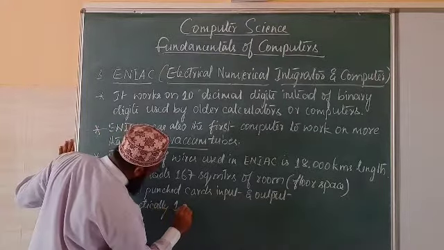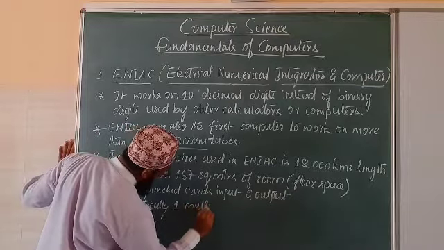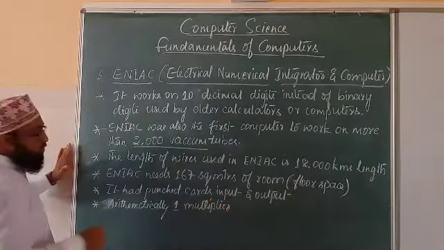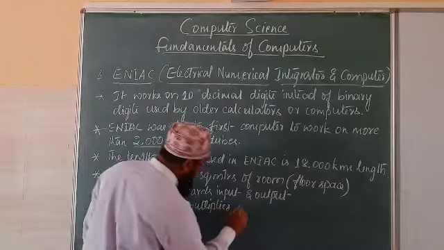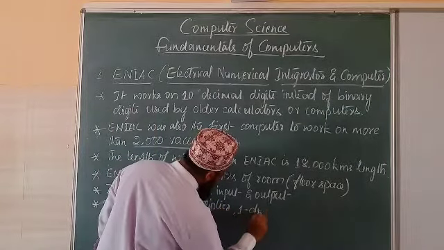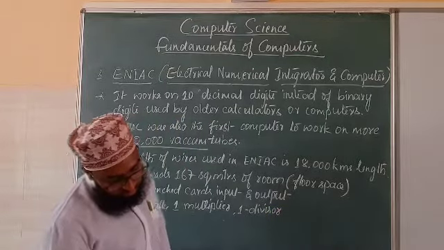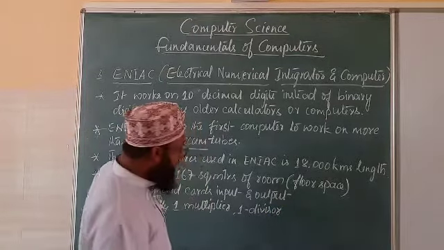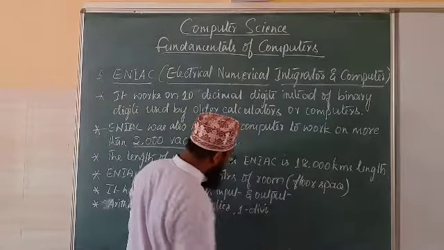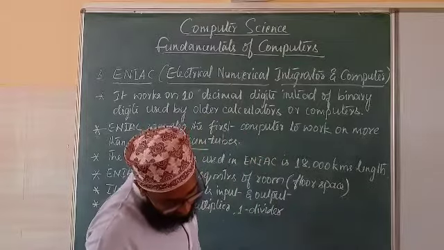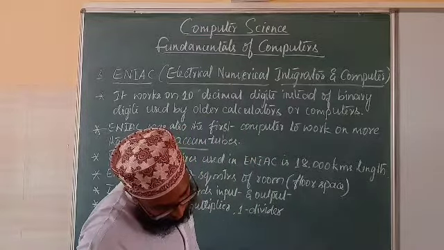One multiplier. Multiplier means it is used for multiplication, and then one divider, which is used for division. Okay, one multiplier, one divider.